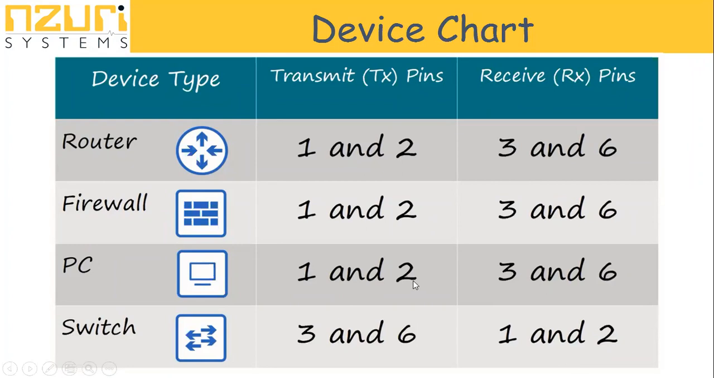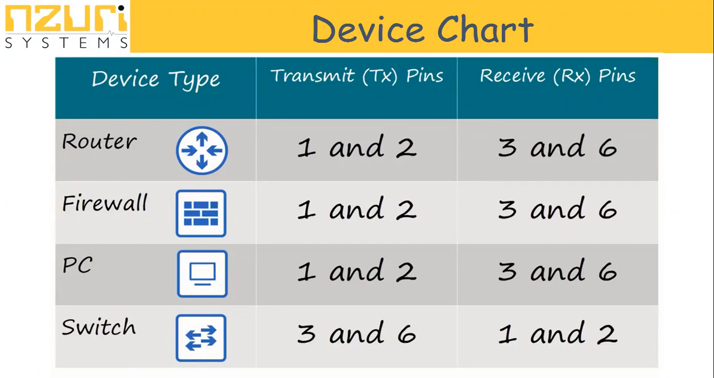However, when we look at switches, it's a different scenario. Switches would transmit on pins 3 and 6, and they would rather receive on pins 1 and 2. So this creates a problem. So you should know that if I have maybe a router communication, depending on the cable I choose, the communication might not take place. You get it?